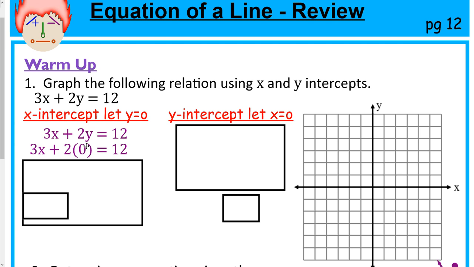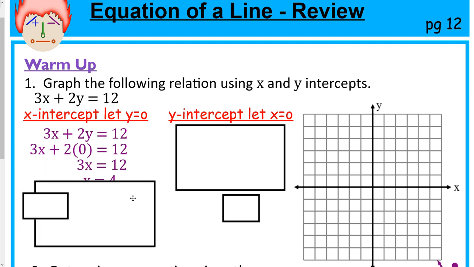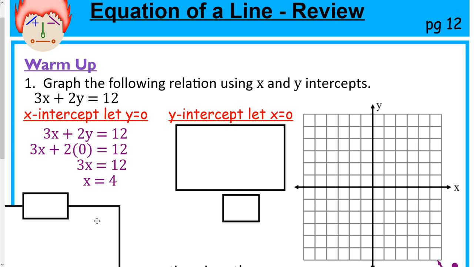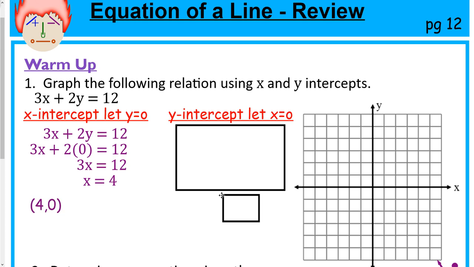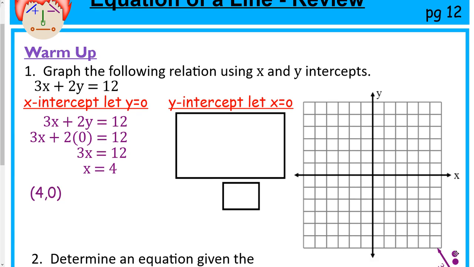So this middle term is going to disappear, and you will have 3x equals 12. And then you can divide both sides by 3 to give you x equals 4. Okay, so that gives us the point 4, 0, right? That's the point on the x-axis at 4. 1, 2, 3, 4. So I'm going to put my x-intercept right there, and we need a second point somewhere along the y-axis. So we'll find the y-intercept in the same manner.